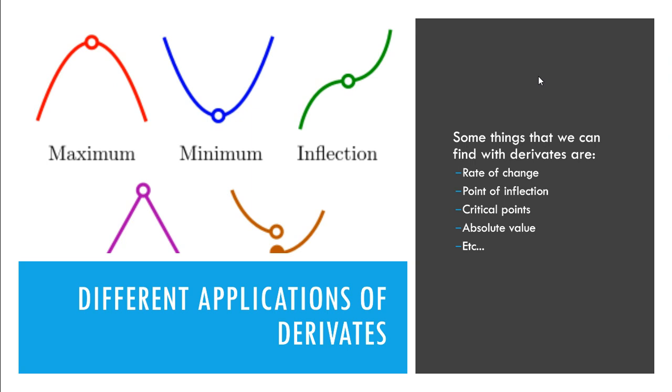Different examples we have, we can use them for all sorts of things. They help us find the rate of change, the actual point of inflection, or the critical points, absolute value, all that good stuff.